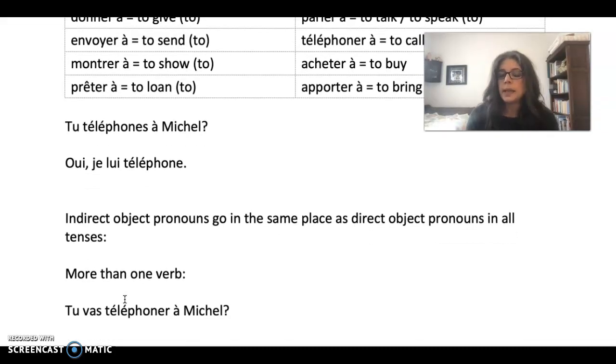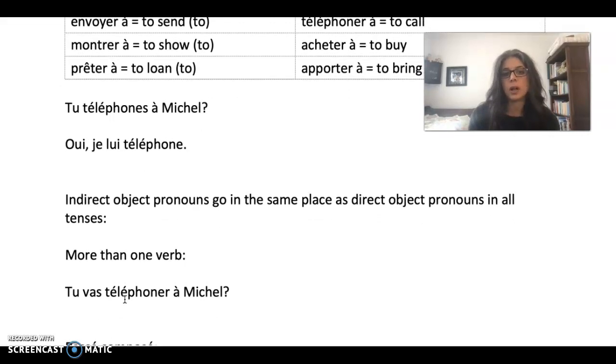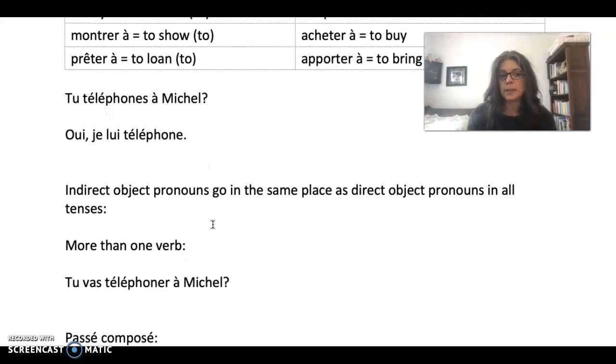Indirect object pronouns, like I was saying, go in the same place as direct object pronouns, and that's true in all tenses. So we've been doing the present tense, oui, je lui téléphone. If you have more than one verb, like what happens in the future tense with aller, tu vas téléphoner à Michel? You're going to call Michel? We're going to put the pronoun to replace à Michel, which is lui, in the same place we would if it was a direct object pronoun.